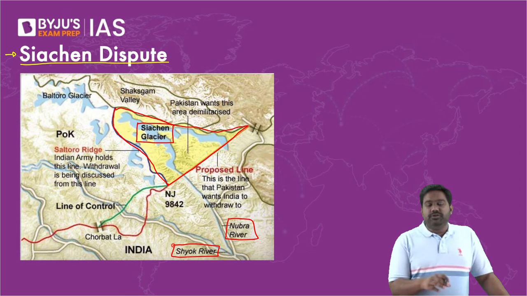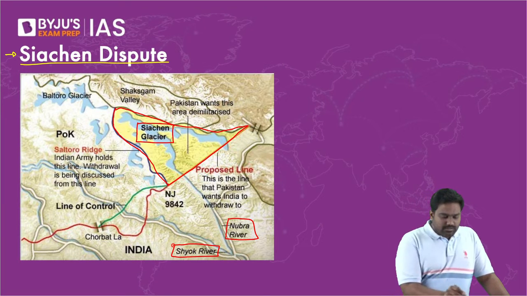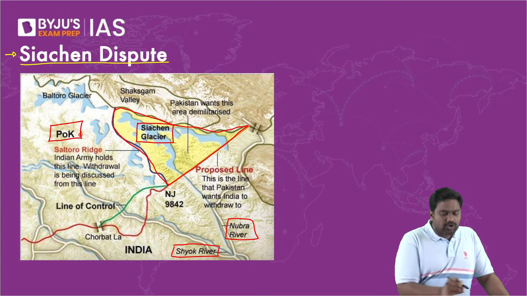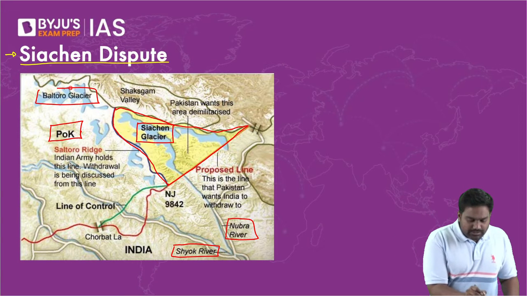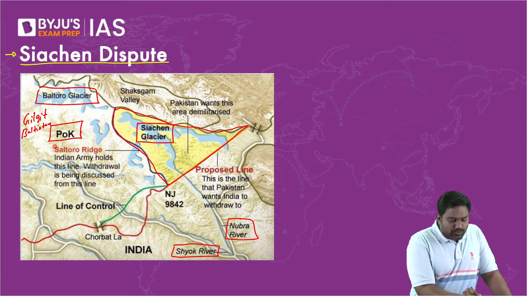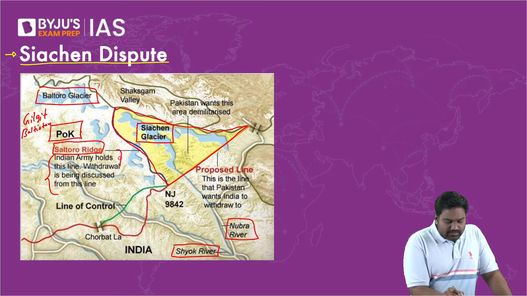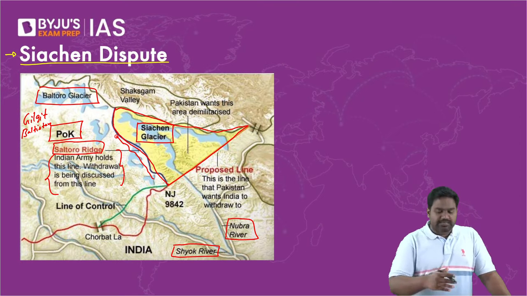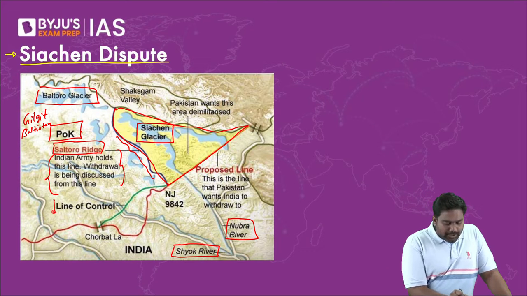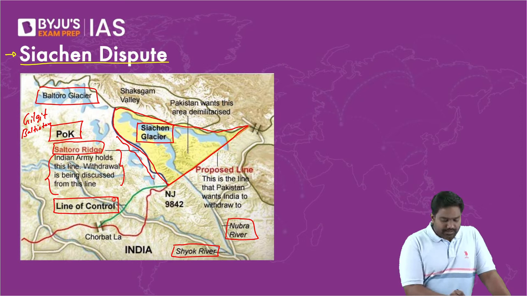Now, this location that you are seeing here is a vital, strategic location, because to the west of Siachen you have POK, the Pakistan-occupied territories. You can see the Baltoro Glacier. This here would be Gilgit-Baltistan. You can also see the Saltoro Ridge that marks a vital position where Indian and Pakistani troops hold a presence on both sides. You also see the temporary border, the de facto border here, the line of control, right? This is where the line of control comes to an end.